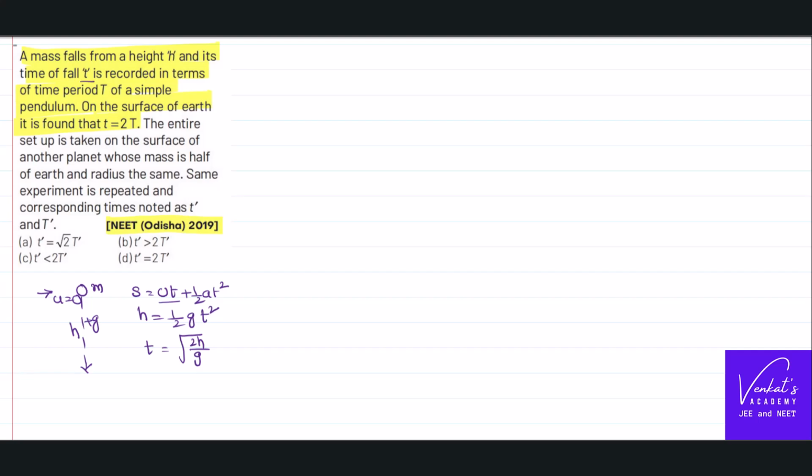Next he is saying, in terms of the time period of a simple pendulum, we also know that the time period of a simple pendulum T equals 2 pi into root of L by g, where L is the length of the pendulum. And the relation between them is given that small t equals 2 into capital T. I know small t, I know capital T.